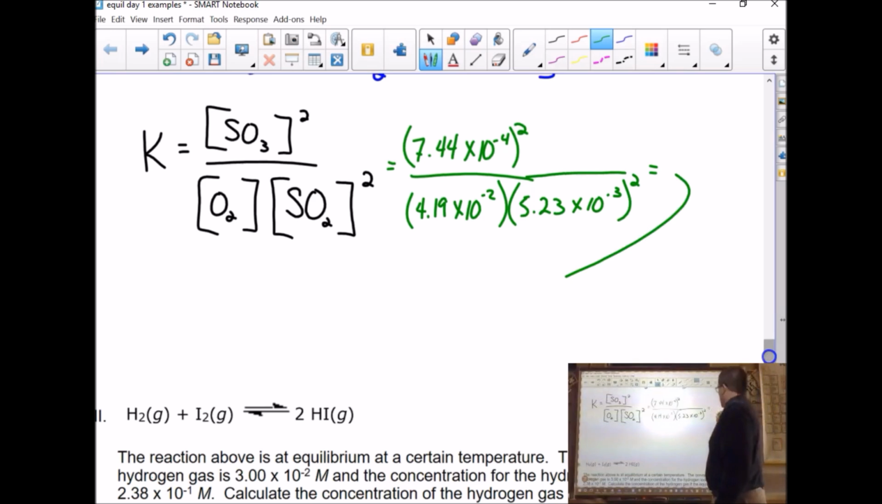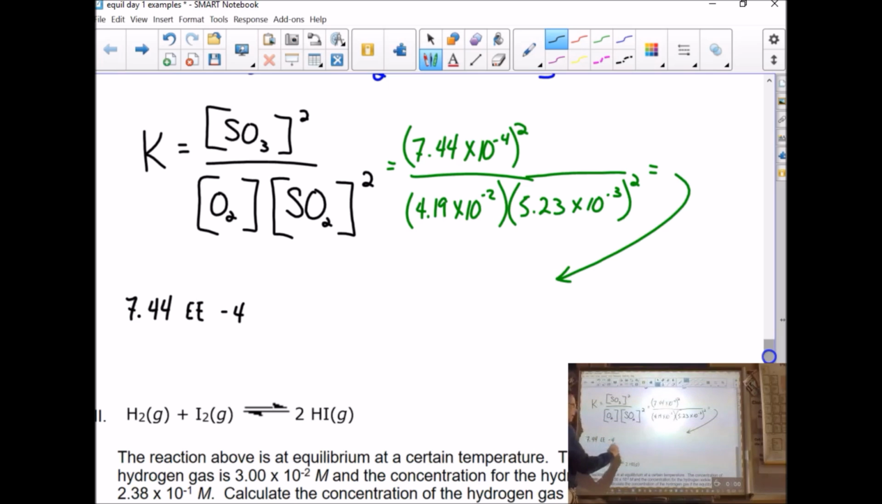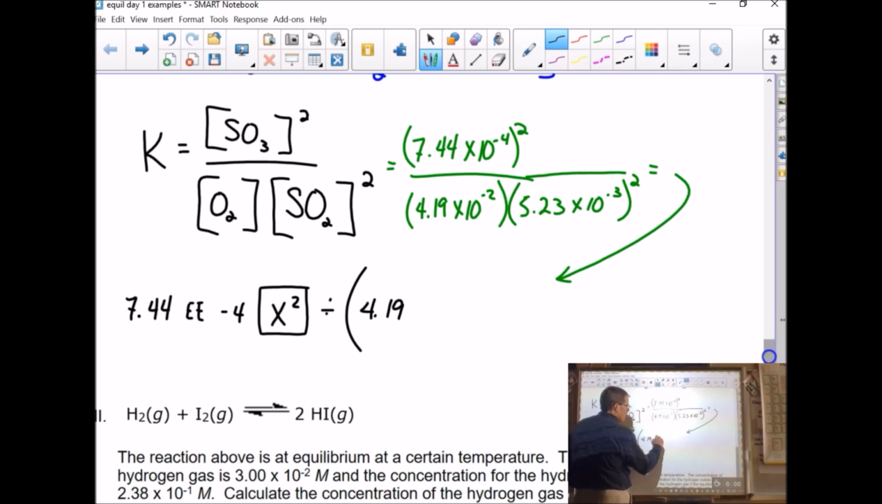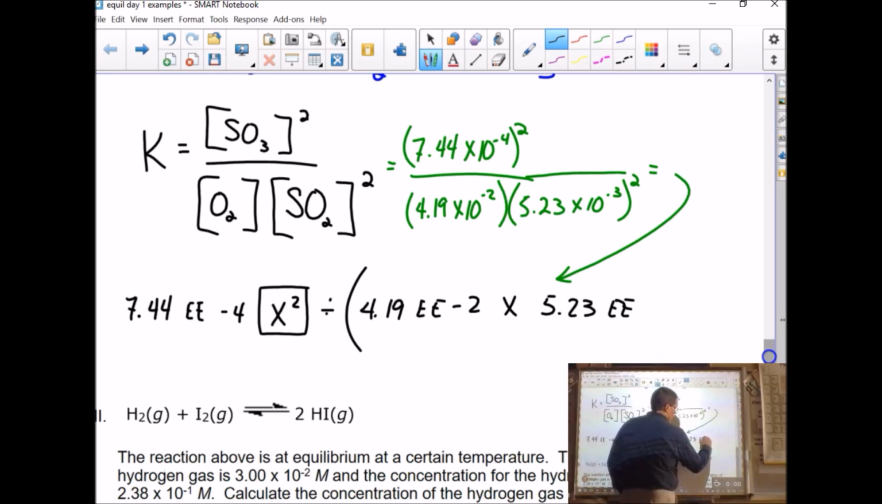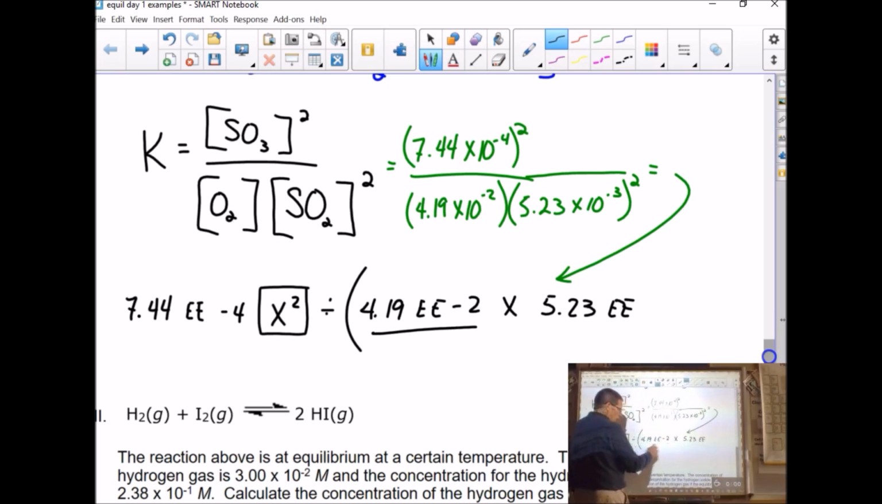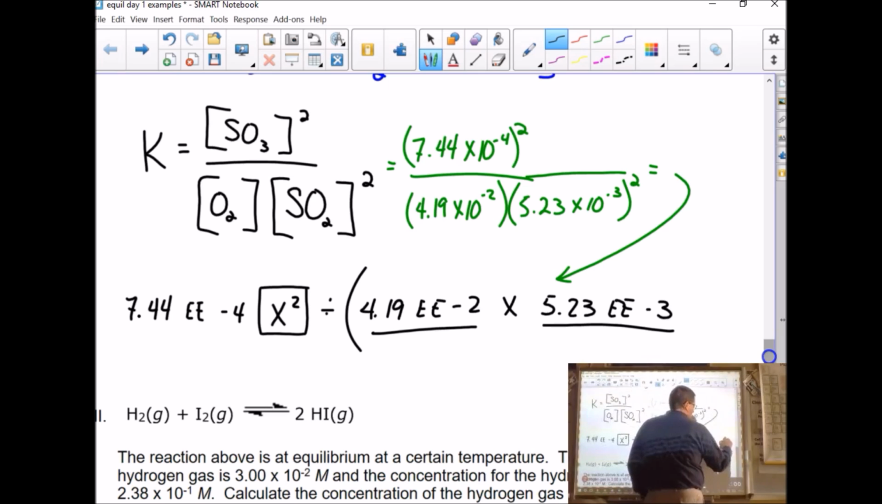Let's make sure we can get that one. And I'll write out how to type that in. So 7.44 EE negative 4. Squared button divided by, and this time I'm only going to use one set of parentheses. So 4.19 EE negative 2 times 5.23 EE. And the EE button on your calculator or your EXP button or your times 10 or whatever button takes precedence over the times button. So it treats that like one entity, this like one entity, and then multiplies it together. So negative 3 and square button. Close it up.